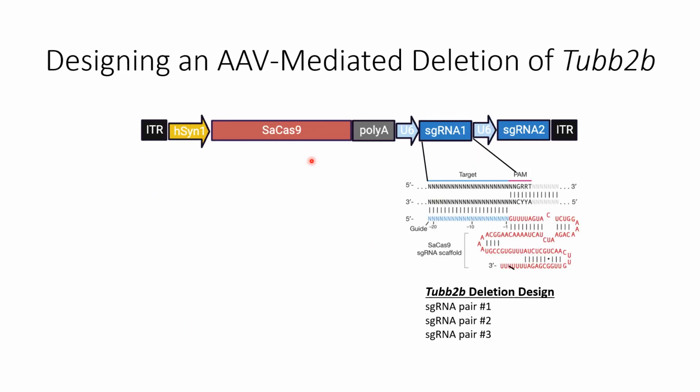To generate our AAV vector model, we have incorporated 3 main elements: a human synapsin 1 promoter that targets the central nervous system, a miniature Cas9 enzyme to induce a double-strand break, and 2 single guide RNAs to bind Tubb2b and recruit our mini Cas9 to the site for deletion.